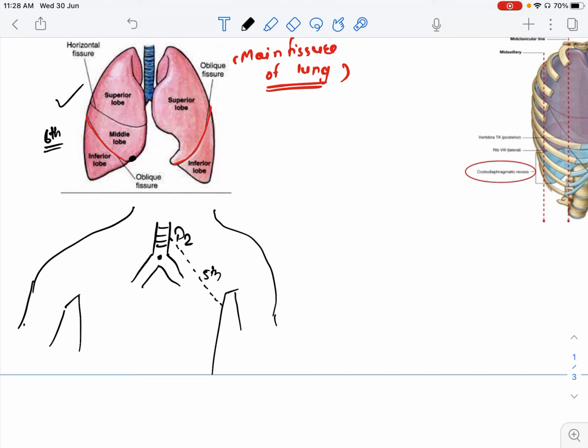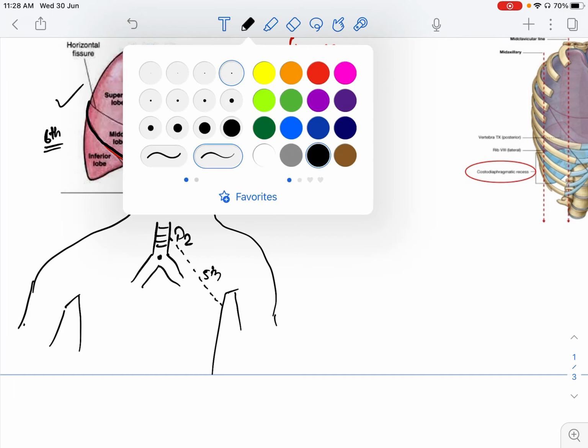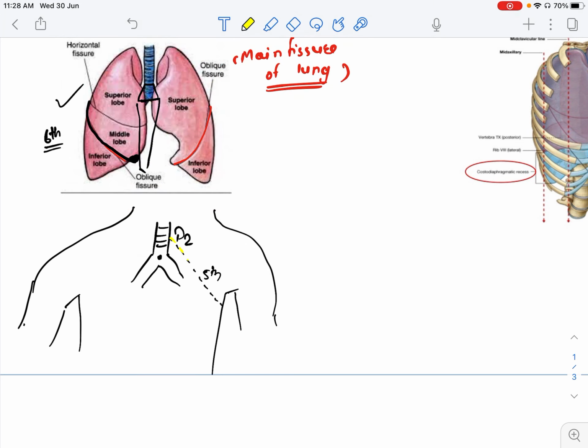Okay, so it runs along the sixth rib to meet the sixth costal cartilage anteriorly. Here somewhere. So here is the bifurcation of trachea. It means there will be the angle of Louis here, and somewhere down here there will be a sixth costal cartilage. So the main fissure will run like this. Hope you all understand. I'll mark it once more: from second dorsal vertebra along fifth rib till the sixth costal cartilage. Now comes the second fissure.